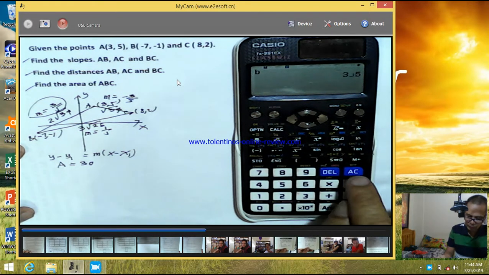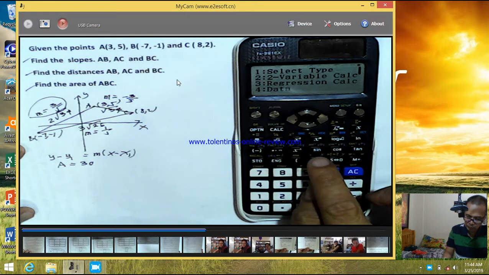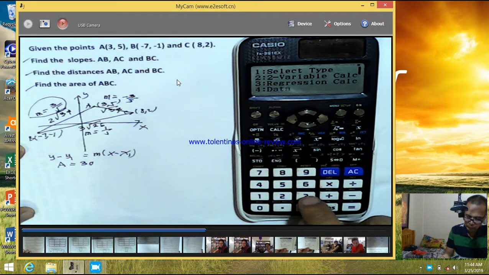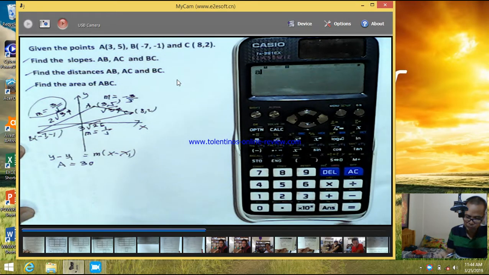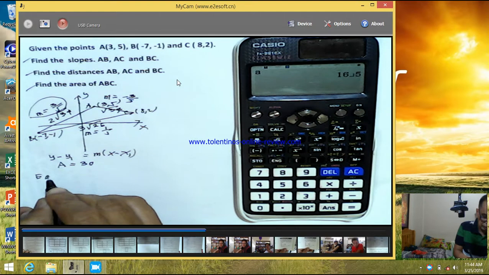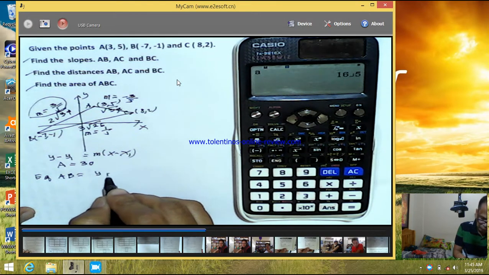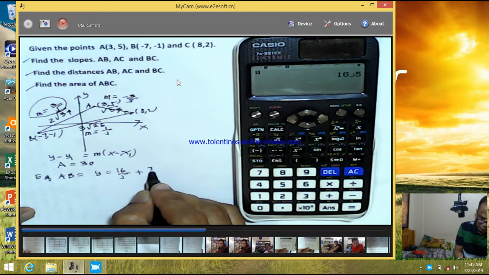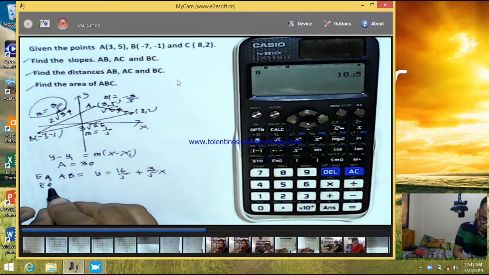And then to get the y-intercept, enter option, then regression, look for 1A, so that is 16/5. So the equation of AB is y is equal to 16/5 plus 3/5 x.